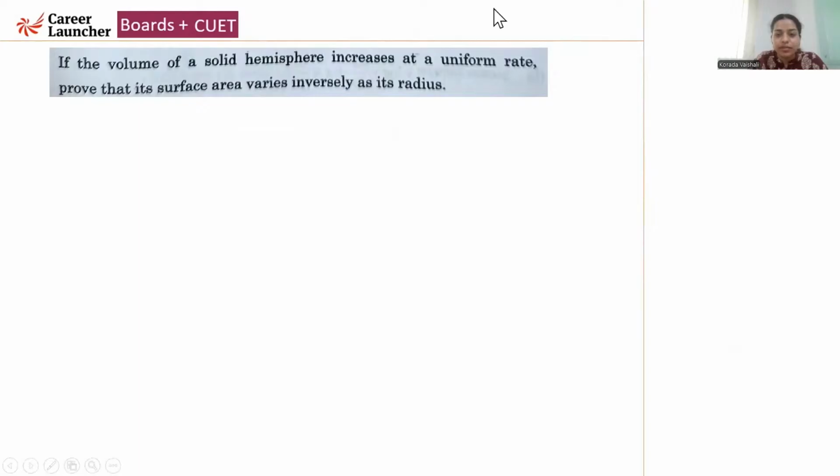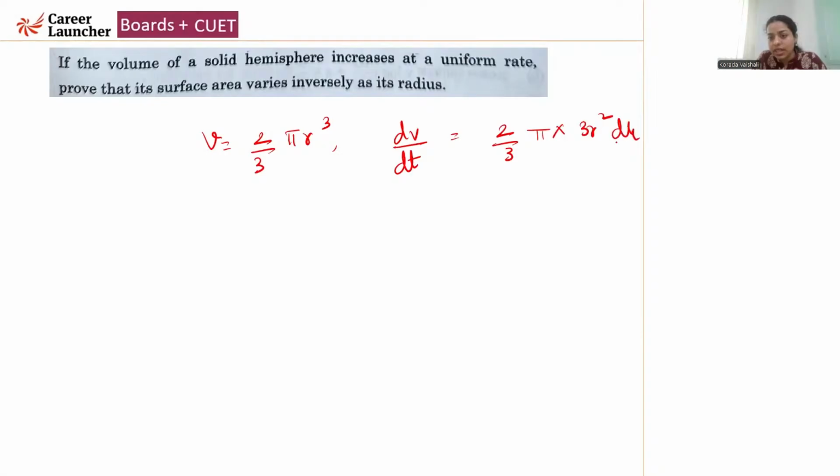So let's read this down. So in this question, if the volume of a solid hemisphere increases at a uniform rate, so what is the formula for volume for hemisphere? It is 2 by 3 pi r cube, right? So इसमें dv by dt क्या आ जाएगा? So let us calculate, क्योंकि with respect to rate बोला है, so you will have to calculate dv by dt. So this is going to be 2 by 3 pi. This is going to be 3r square dr by dt. Right? So how much are we getting? 2r square pi dr by dt.